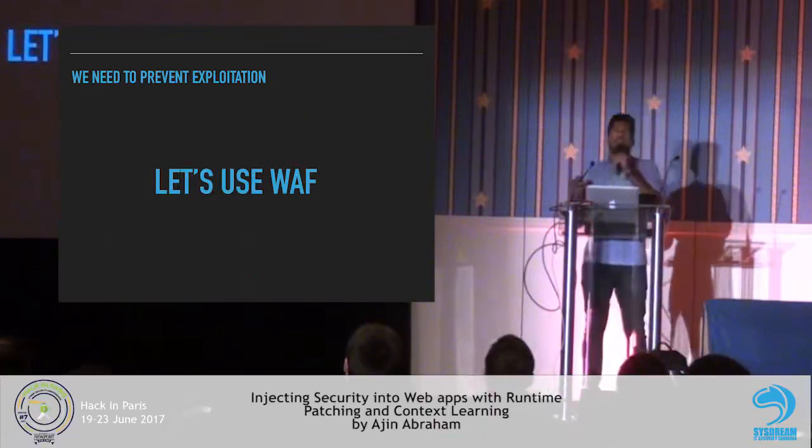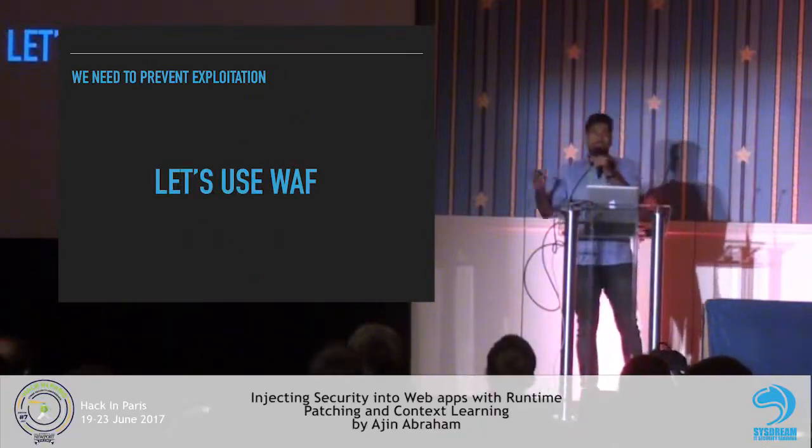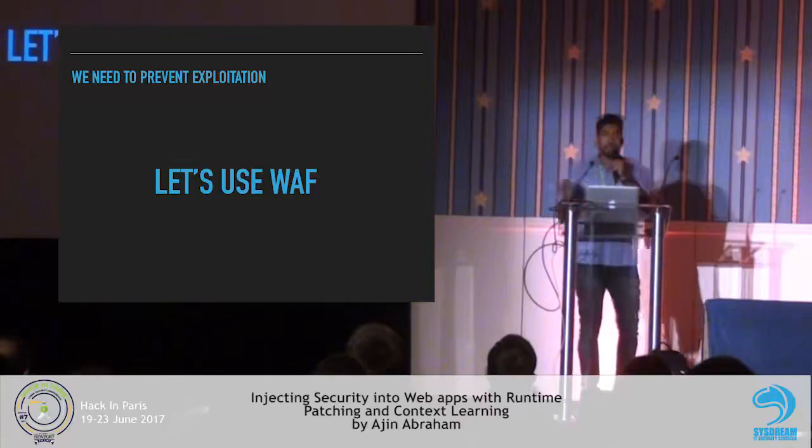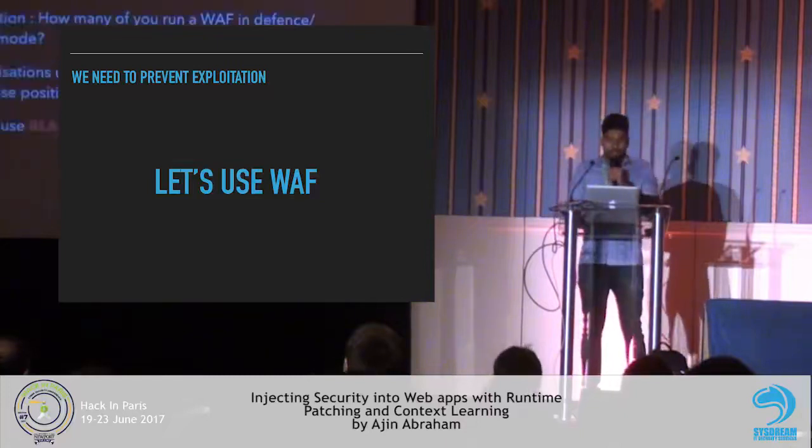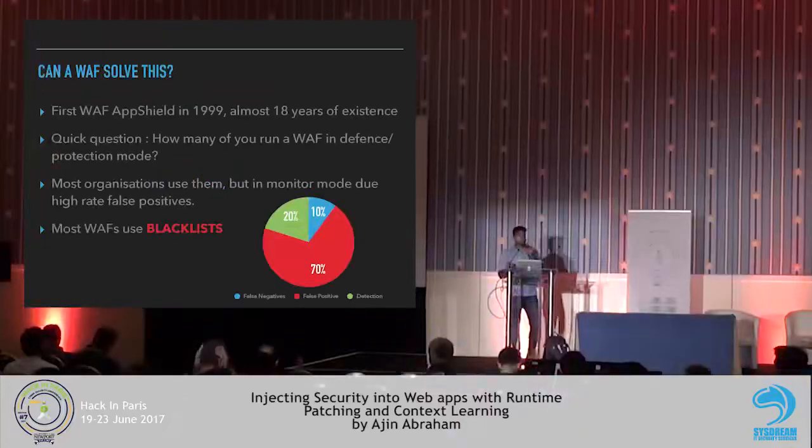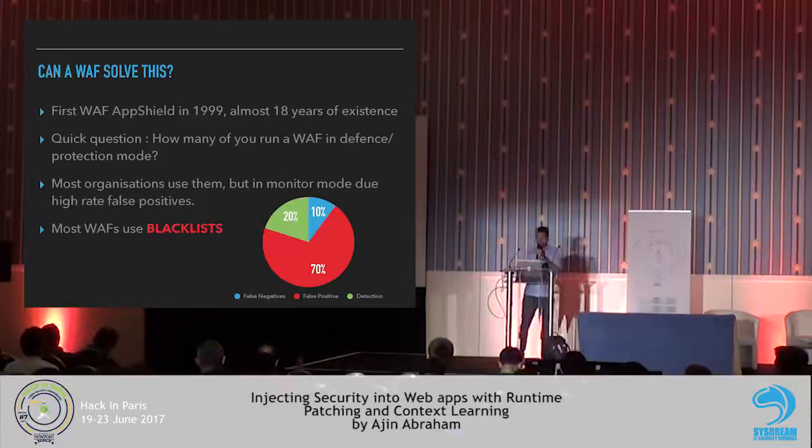So most people think, we have these unforeseen threats that are going to happen, so let's use a WAF to defend against these attacks that can happen against my web application. But the question is, can WAFs really solve the problem? The first WAF was actually here from around 1999. It was called AppShield. It's almost 18 years of existence.